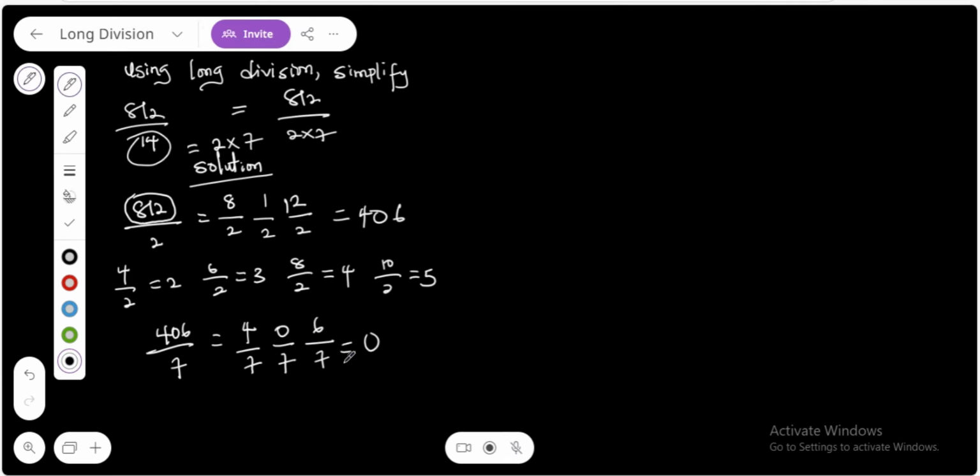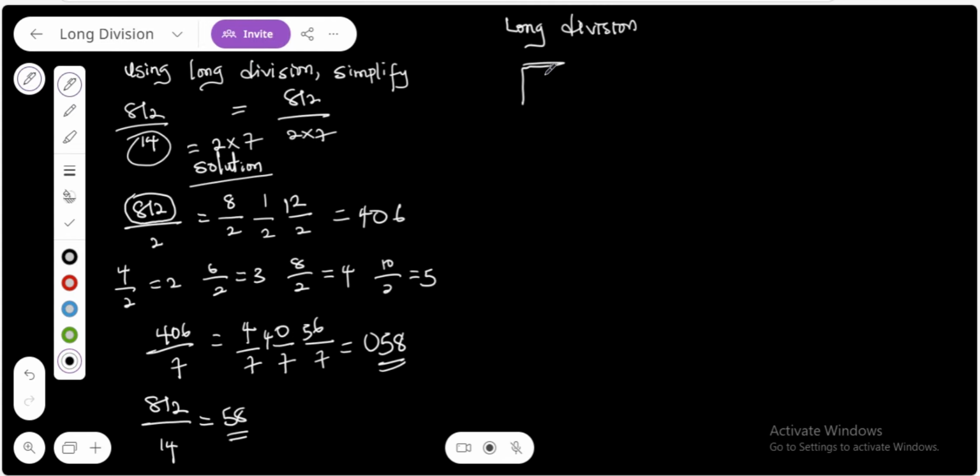Now 4 divided by 7 is 0, because we can't get a 7 from 4. So that gives us a 0 remainder 4, right? Which gives us 40. Now 40 divided by 7 is 5, but remainder 5. And then 56 divided by 7 is 8. So that means that 406 divided by 7 is equal 58. That goes to say that our result of dividing 812 by 14 is equal 58. And that's our result.